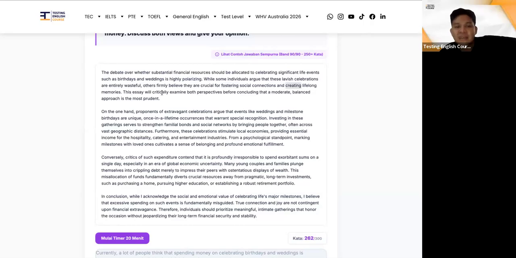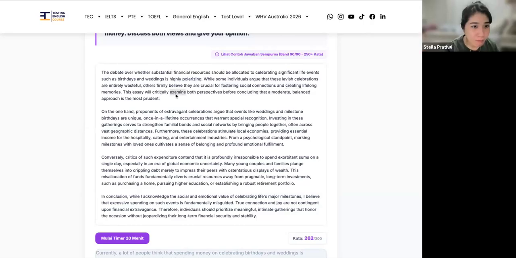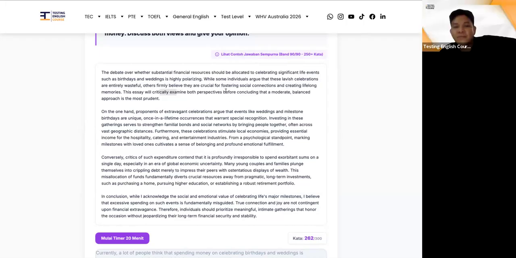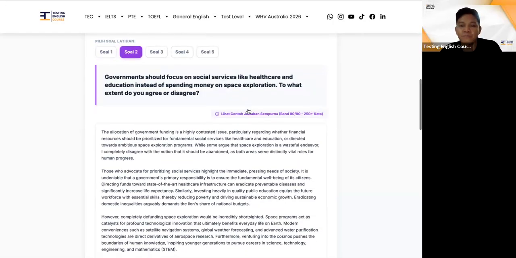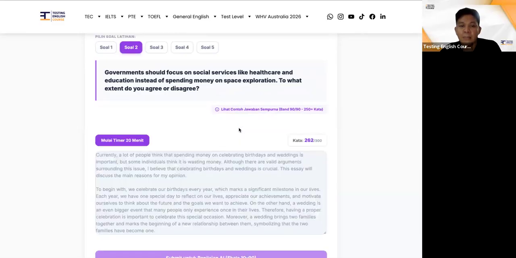This essay will critically examine, wow, I love this word, both perspectives before, nah Miss, di sini ada before harus verb ing, before concluding that a moderate, balanced approach is the most prudent. Hah, kata-katanya bagus banget. Jadi ada kata extravagant, wow, belonging, stimulate, banyak banget. Oke, no worries. Itu kita bisa lanjut. Kira-kira boleh Miss mungkin pilih A, B.